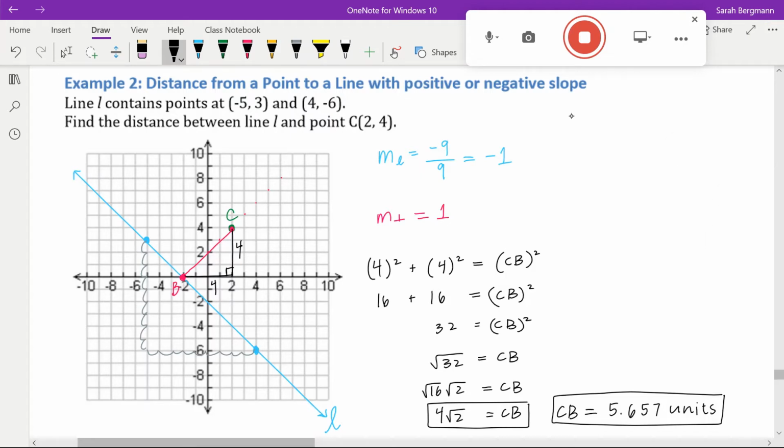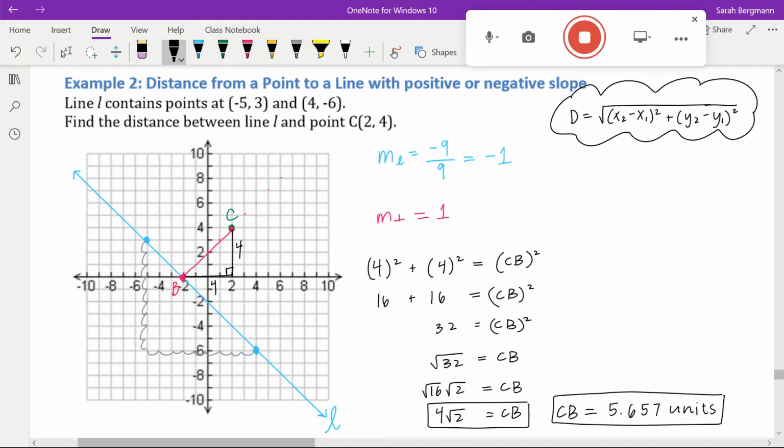Just as a refresher, in case you need it, distance formula is this. Make sure you know this still from chapter 1. It's still very important. Pause the video and try the practice problem below.